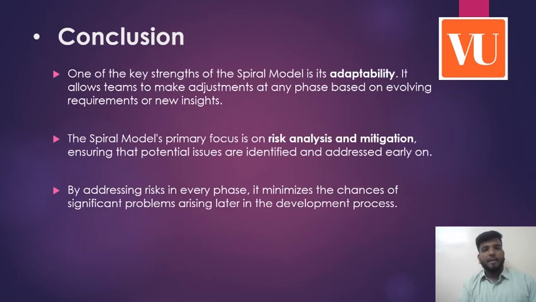Now the last slide is the conclusion. First point is one of the key strengths of the spiral model is adaptability. It allows teams to make adjustments at any phase based on evolving requirements or new insights. The spiral model primarily focuses on risk analysis and mitigation, ensuring that potential issues are identified and addressed early on. And the last point is by addressing risk in every phase, it minimizes the chances of significant problems arising later in the development process.